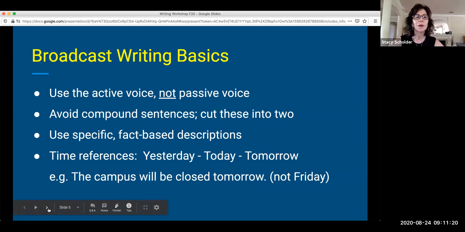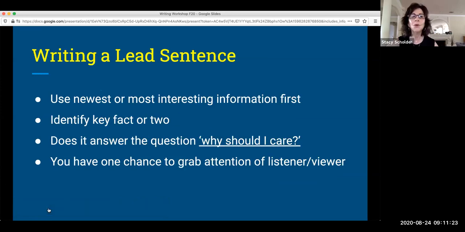All right, lead sentence, arguably the most important sentence of your story. Use the newest, most interesting information first. Identify that key fact or two that you want to share with a viewer first. Does it answer the question, why should I care? All right, you want to make sure, in radio and television, people have an option to turn the station, to just go somewhere else quickly. So it's your one chance with that lead sentence to grab the viewer. So be mindful of what's the most up-to-date, most important, most significant, interesting fact that you want to place at the top of your story.